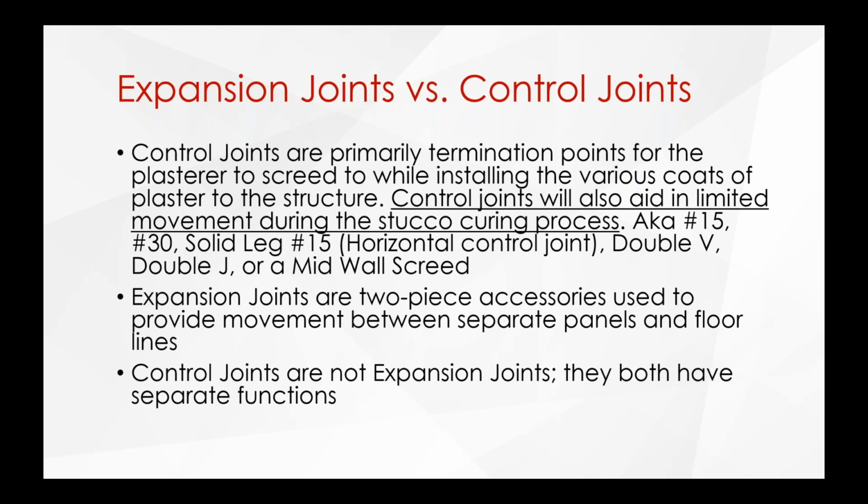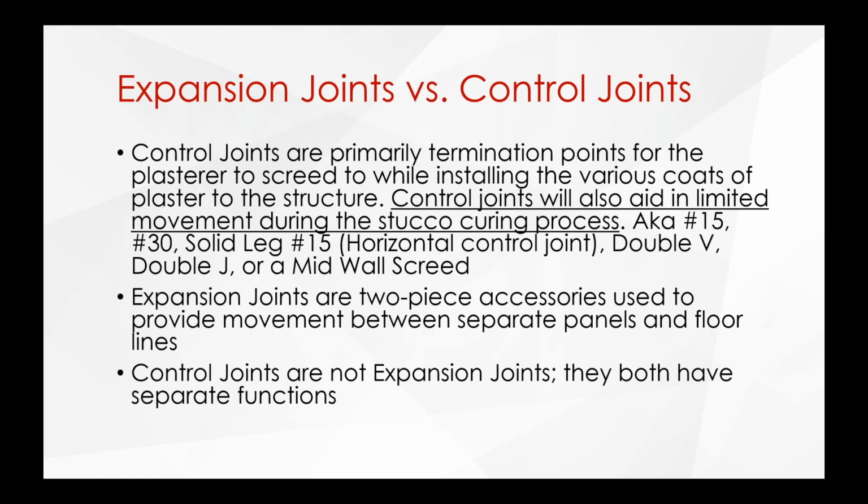So moving on to expansion joints and control joints. Now, there was a time not too long ago where in ASTM C1063, expansion joints and control joints were listed as the same thing. They are not. Control joints are basically screed points to make the work area smaller, but they also will aid in limited movement during the curing process. So control joints are stuff like 15s, number 30s, solid leg 15, double Vs, double Js, mid-wall screed.